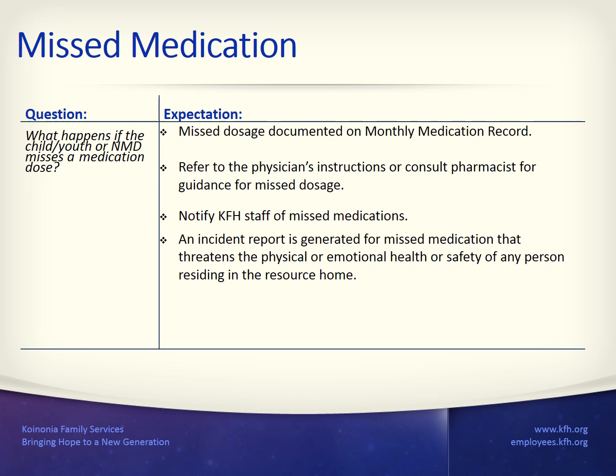Any missed medication should be documented on the child or the youth's monthly medication record. For instances of missed medication, refer to the physician's instruction or consult with a pharmacist for guidance. Notify Koinonia Family Services staff as soon as possible to advise of any missed medication. An incident report is required if missed medication threatens the physical or emotional health or the safety of any person residing in the resource home.